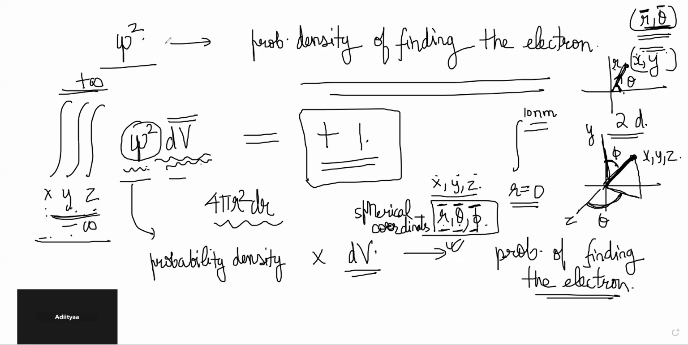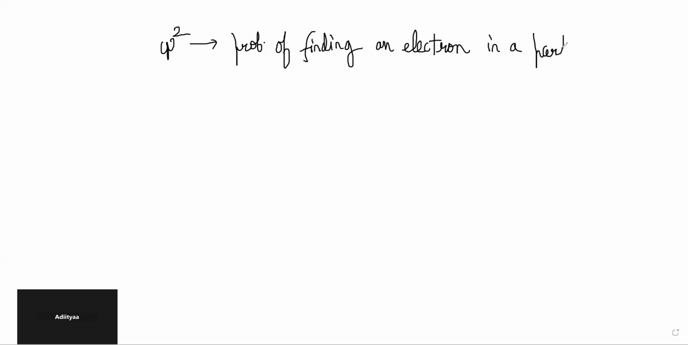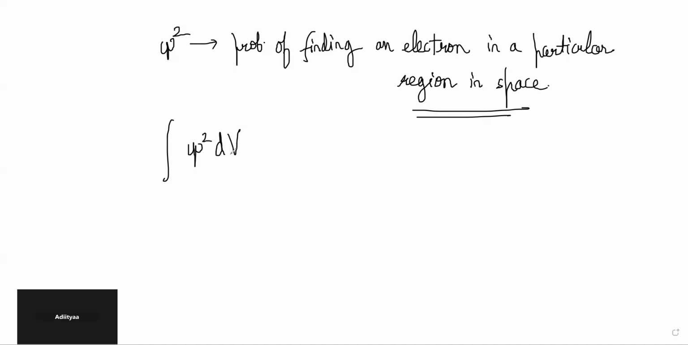What you need to realize is that psi-square represents the probability of finding an electron in a particular region in space, right? In a particular region in space. Unless they give you the psi function, you can't do much with it mathematically, right? Do you understand what I'm saying right now? If they give you the function, then you have to integrate psi-square with dV in some region. R may go from something to something, and that will give you the probability of finding the electron in that region.